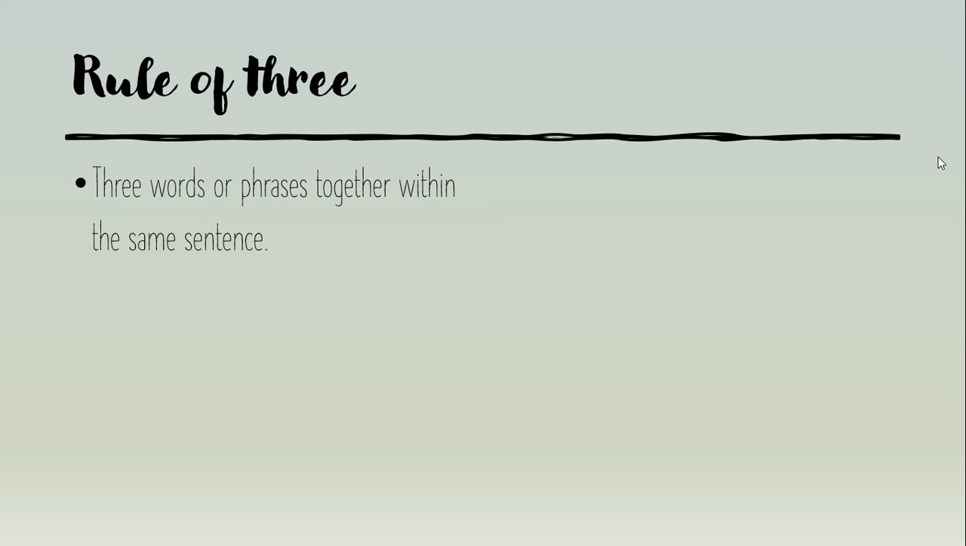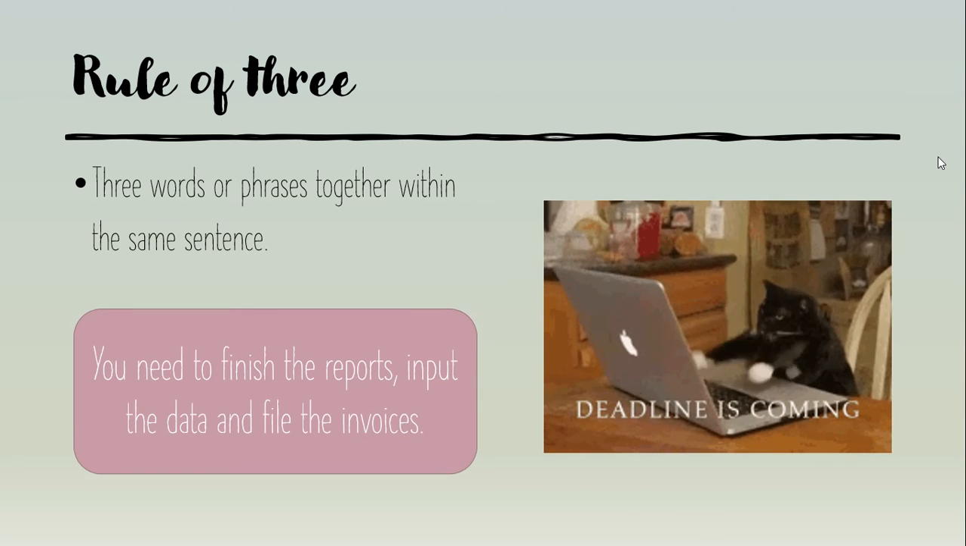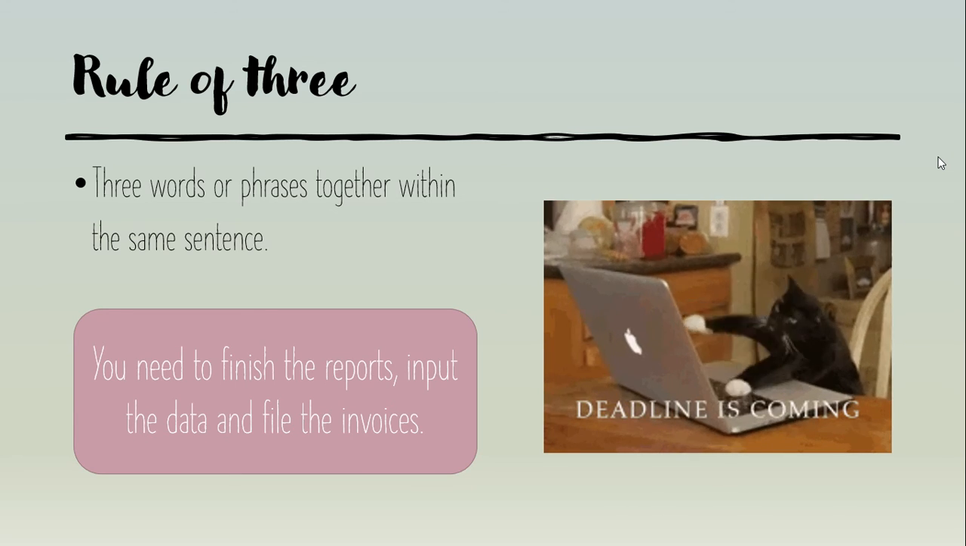The rule of 3 is kind of psychological. For some reason, our brains, they love the number 3 and they love patterns of 3s. So when a sentence is built up in 3 parts, our brains take note of it. It's quite catchy and memorable again. So this is quite important and is used a lot in speeches because it helps to create a memorable kind of sentence or phrase, and it emphasizes points to the audience. So it is a very persuasive technique. So, for example, you need to finish the reports, input the data, and file the invoices.